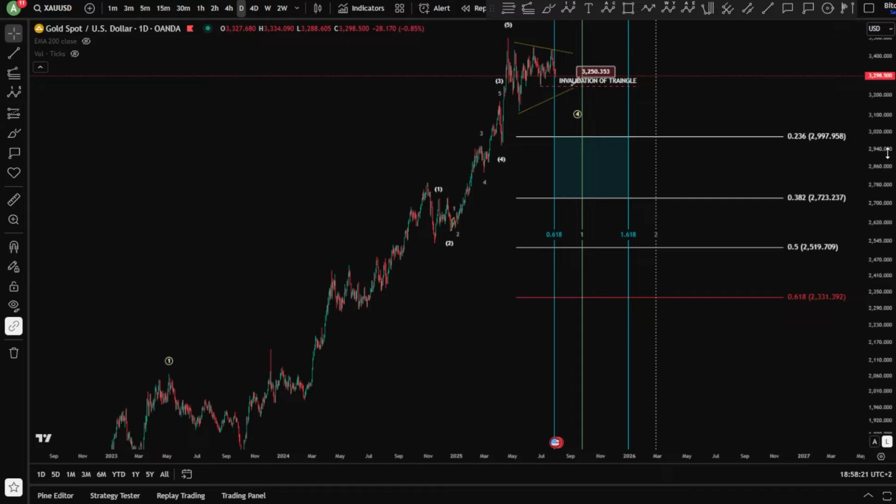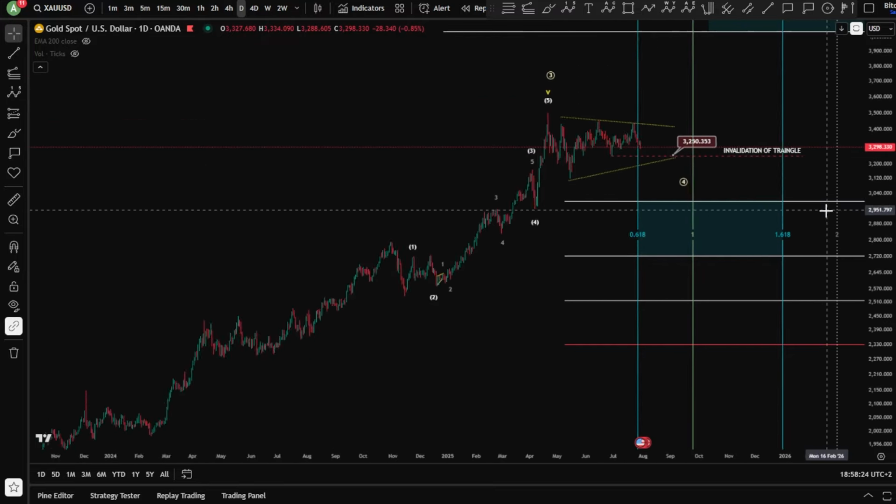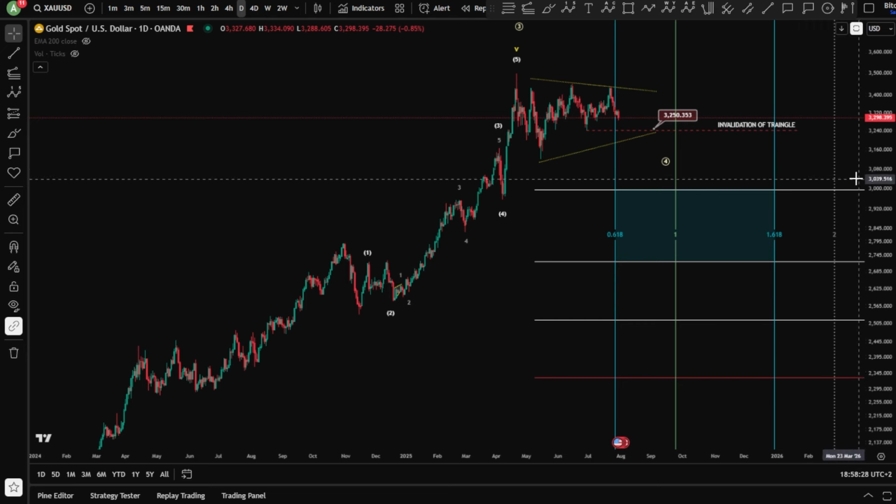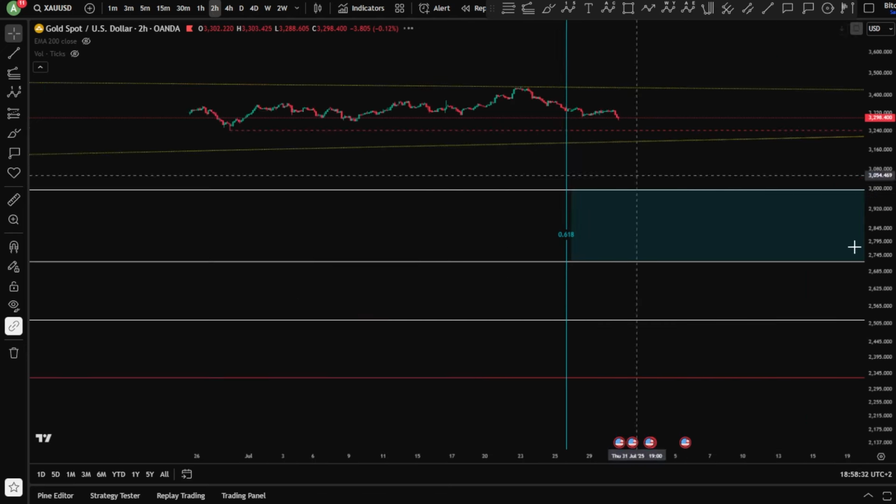Of course, the news are not tradable for me. I don't consider them as trades. I consider them as signals, of course. So be careful, trade safe. Yep, so basically this is what I'm looking for.